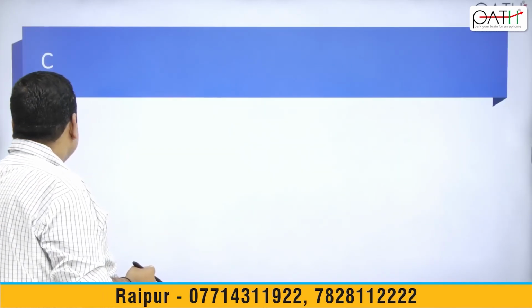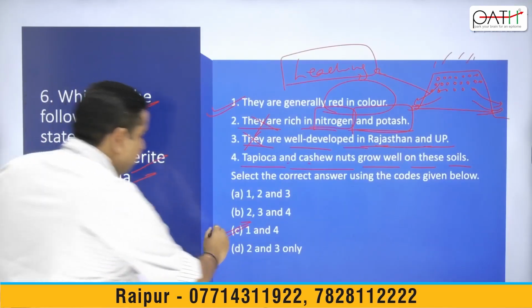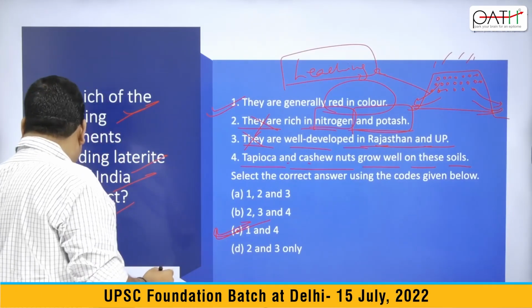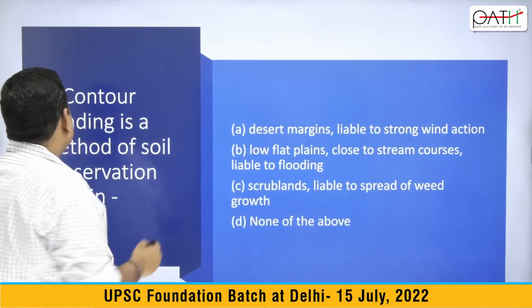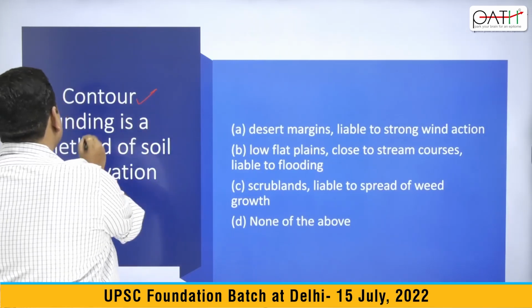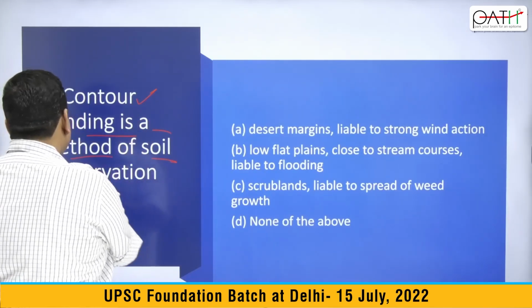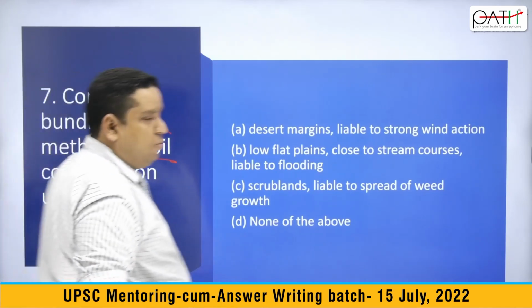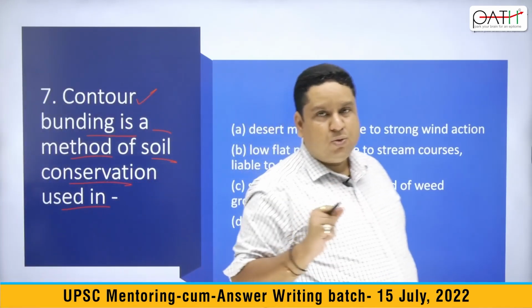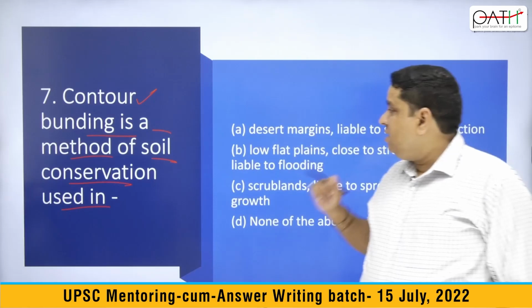So its answer is option C. Already I have given this answer. Next question. Contour bunding is a method of soil conservation used in, well, this is a direct NCERT based question.